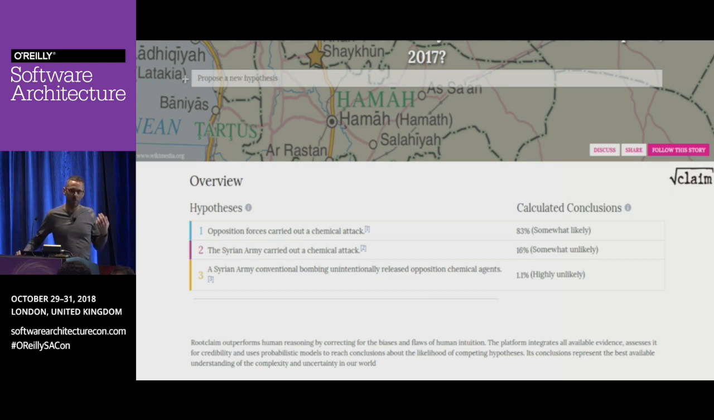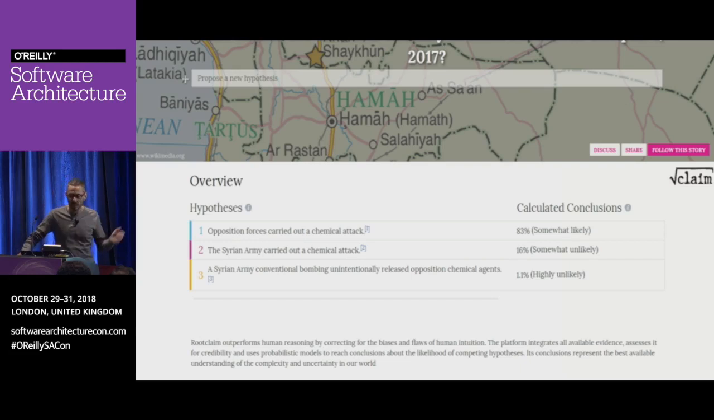So how far are we willing to go with trusting algorithms? This is kind of a way out there example. This is RootClaim. It's a startup that has the mission of creating the ultimate truth machine. They want to build a platform to assess real-world issues by eliminating human bias and arriving at evidence-based conclusions. So it's basically a platform where you input a question, a couple of hypotheses, the list of evidence and facts, and then the platform can assess the probability of the hypothesis being true.